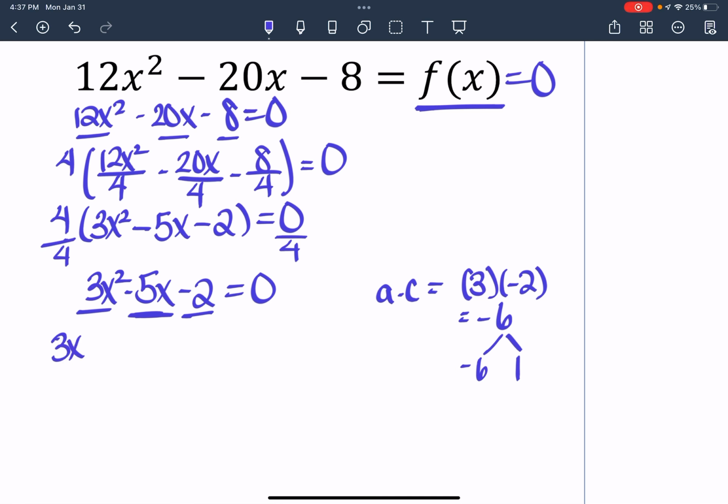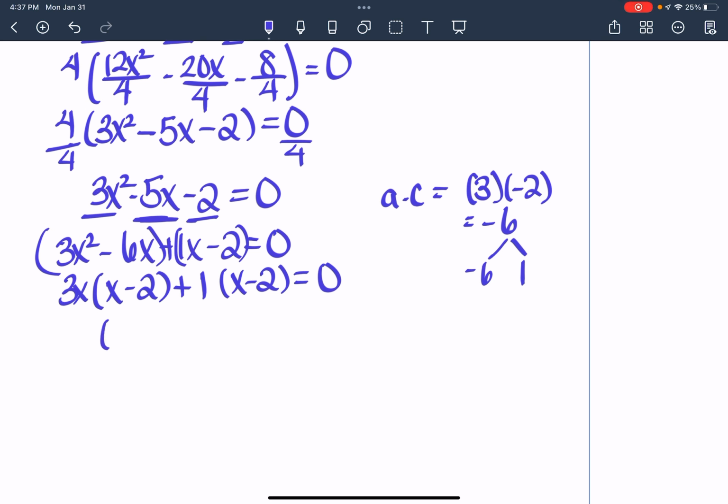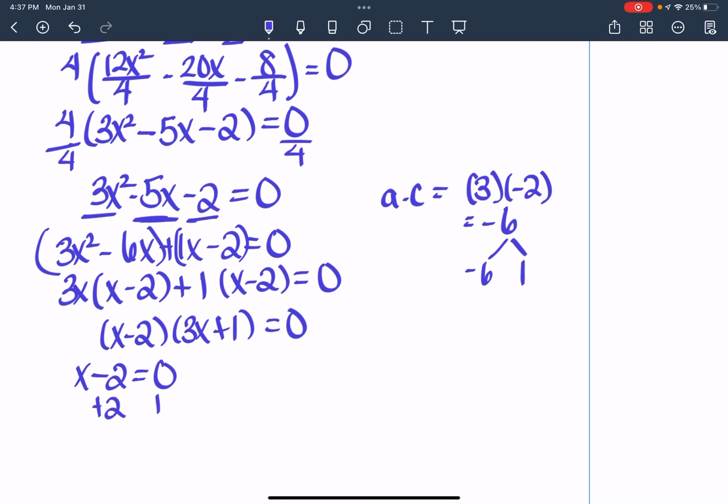So I have 3x squared minus 6x plus 1x minus 2 equals 0. So I'm going to group my terms together and find the GCF. The GCF of 3x squared and minus 6x is 3x, and that leaves you with x minus 2, plus the GCF of 1x minus 2 is 1, so it leaves you with x minus 2, and that equals 0. So my two factors are x minus 2 and 3x plus 1, and that equals 0. So now when I set each factor equal to 0, you have x minus 2 equals 0. You add 2 to both sides. That gives you x equals 2.